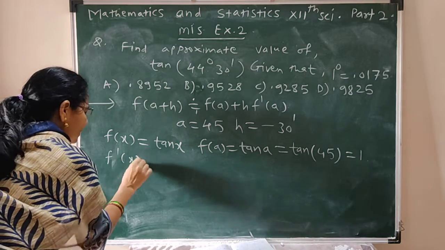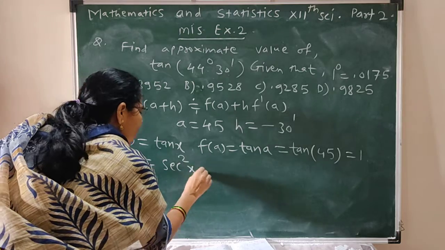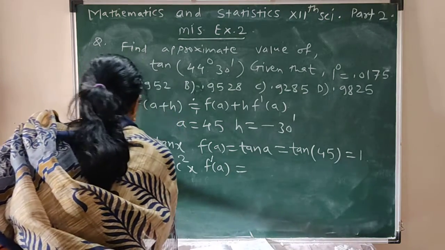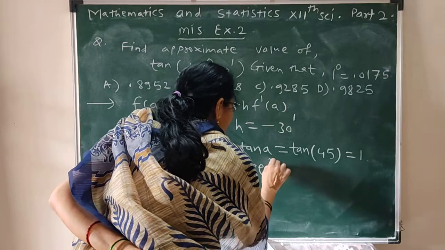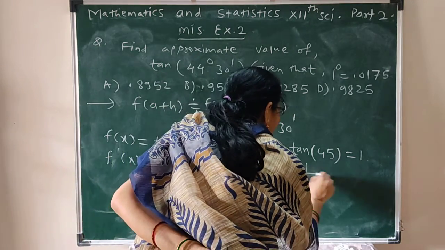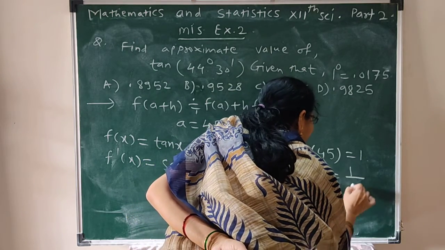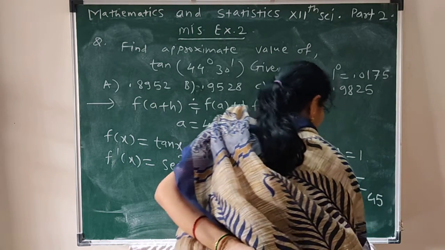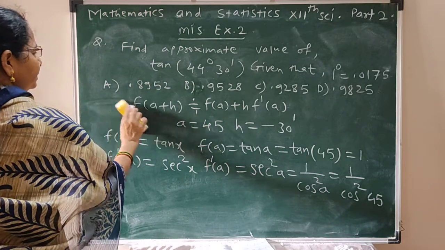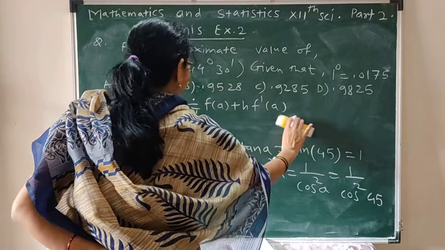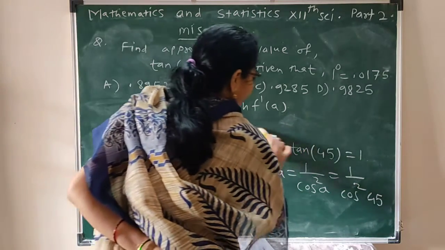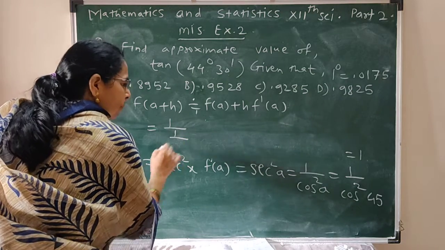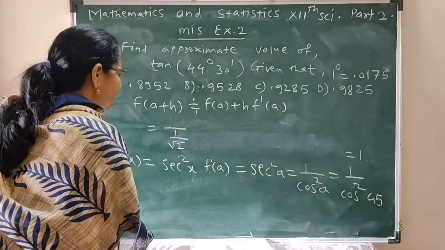f'(x): the derivative of tan x is sec square x. So f'(a) is sec square a, that means 1 upon cos square a, where a is 45 degrees. Next simplification: cos 45 is 1 upon root 2, and we square it.